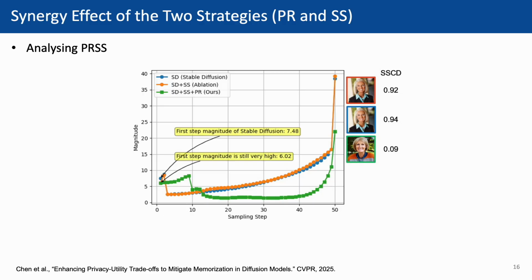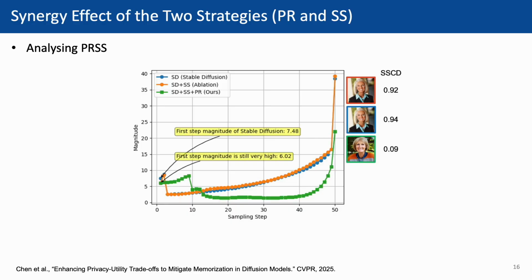So it cannot achieve a sufficiently low magnitude to fully protect privacy. In the example shown here, even though SS doesn't find a low enough alternative, it still reduces the magnitude from 7.48 to 6.02. And that's just enough for PR to step in.